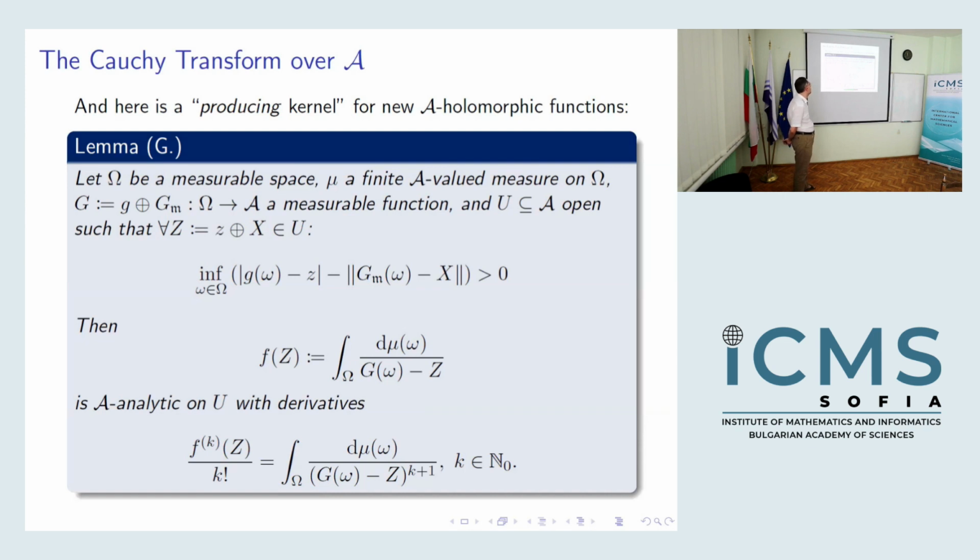We fix a measurable space, omega, and if mu is a finite A-valued measure on omega, and G is a measurable function, and you open such that we have some control over the spectral and the nilpotent parts. And it's a kind of funny control because we are looking at the distance between the distances. So it's kind of a funny thing to have. But then this integral is not only well defined.